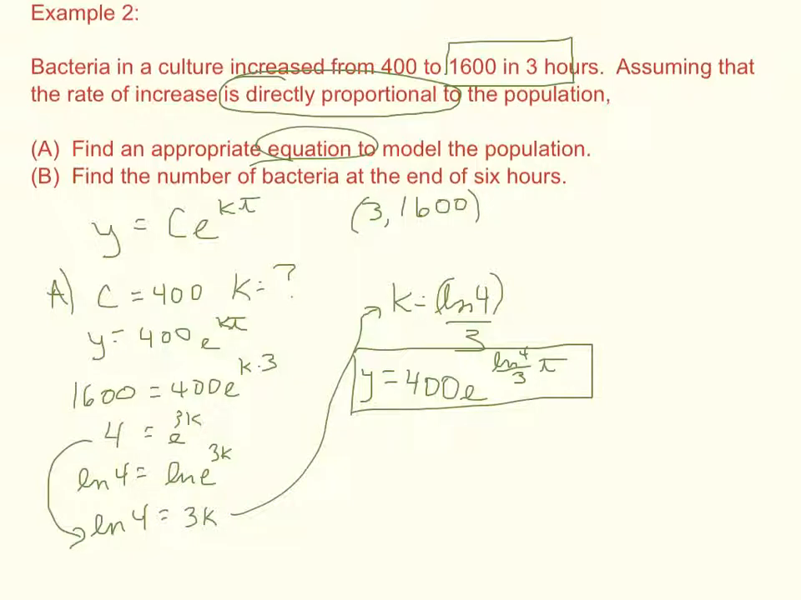So now we want to do part B. And part B is a much simpler question. Now that we have the equation, find the number of bacteria at the end of 6 hours. That just means that t equals 6. All right, so we just plug it in. So y equals 400 e to the ln of 4 over 3 times 6. And when we type that into our calculator, being very careful with that exponent, then we get 6,400 bacteria. Don't forget your units.